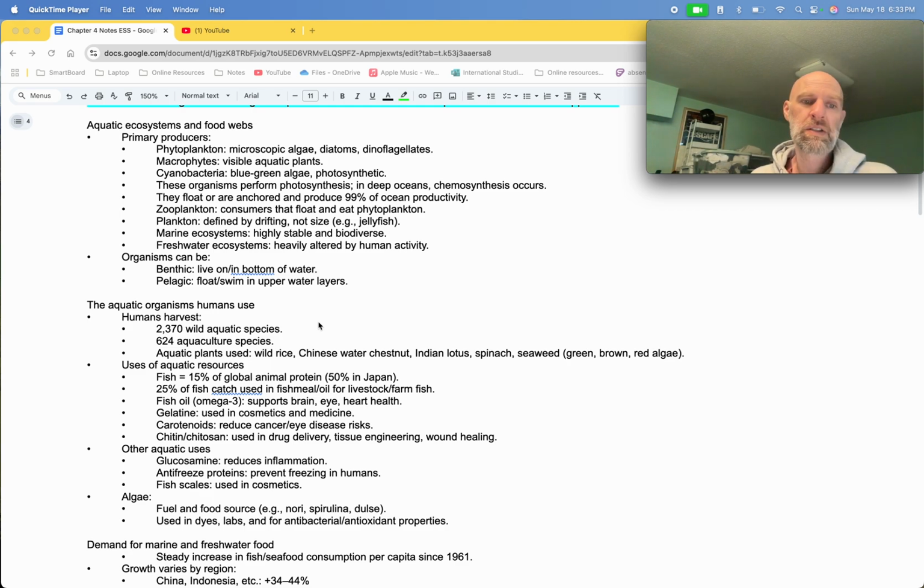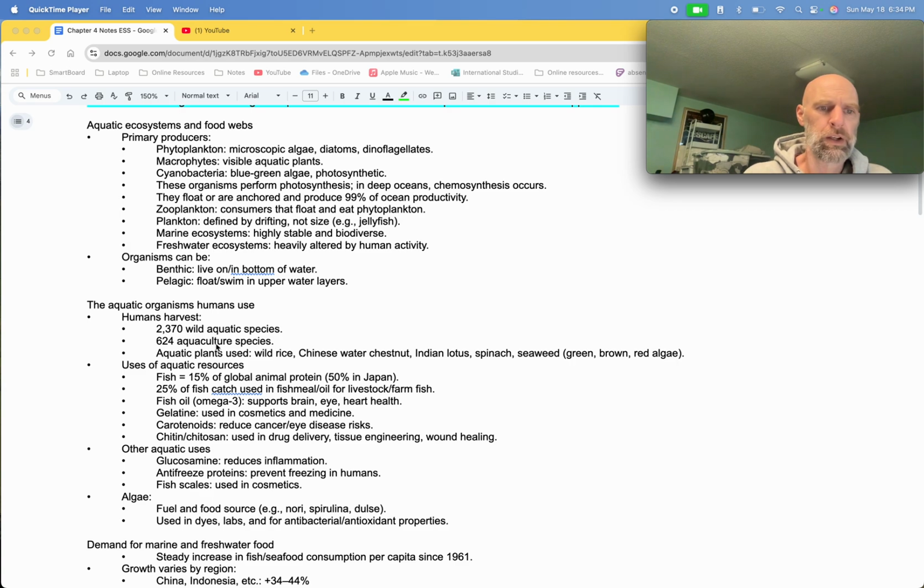Uses of aquatic resources. By the way, up there, seaweed, I think I put it up there, right? No, I didn't. Oh, yeah, seaweed. Seaweed, from what I've seen, is a great source of B12, which is hard to get if you're vegan and whatnot.